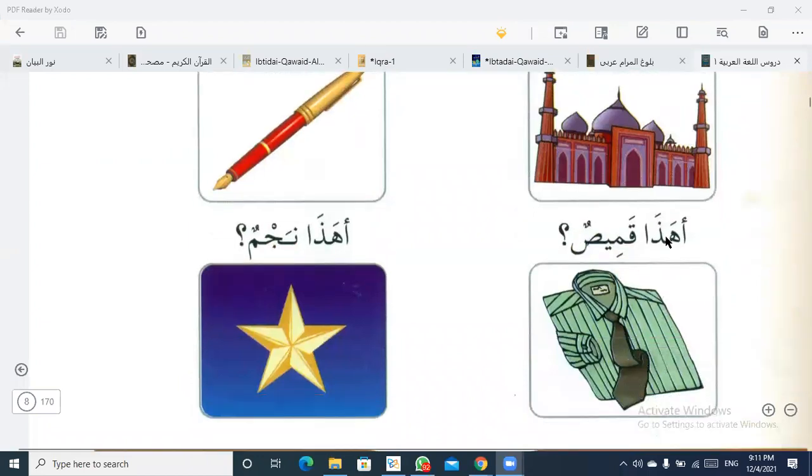Good. Now, Sumaya Sheikh, read the question. Ahaza qamisun? Kya ye qamis hai? Okay, answer. La, haza kanisatun. This is a church. Yes, this is a church. Okay. Teacher Sumaya shared. Ahaza najmun? Kya ye tara hai? Naam. Haza najmun. This is a star. Yes, it is a star.